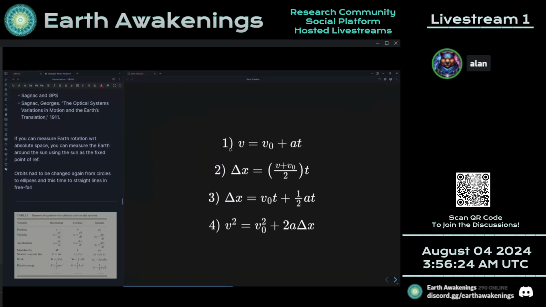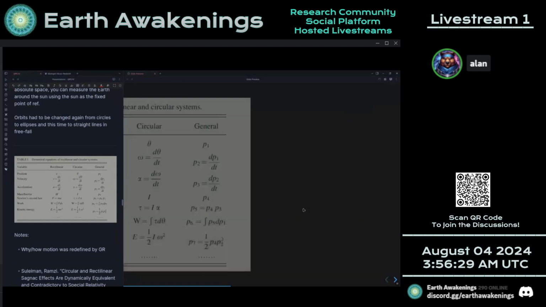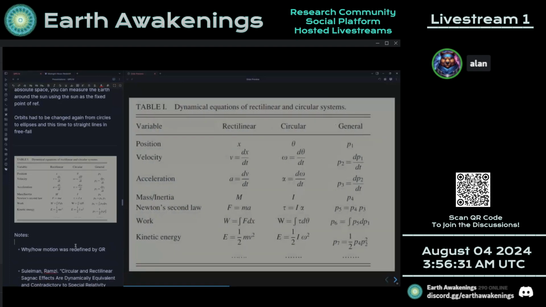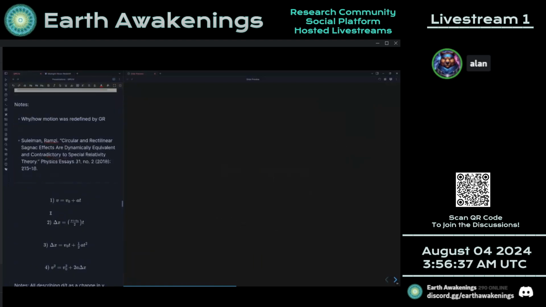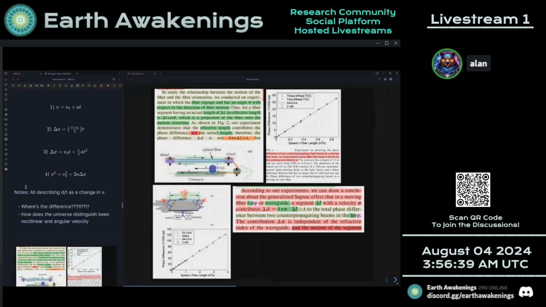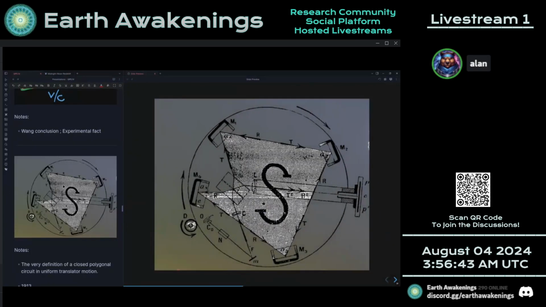So this was another look at the old kinematics. So just to recap on what these are describing, right? Change in position over time. Okay. All right, so before we look at the Wang experiment, we're going to look at Sagnac's apparatus, his configuration. So earlier in special relativity, it was put forward that any closed polygon.